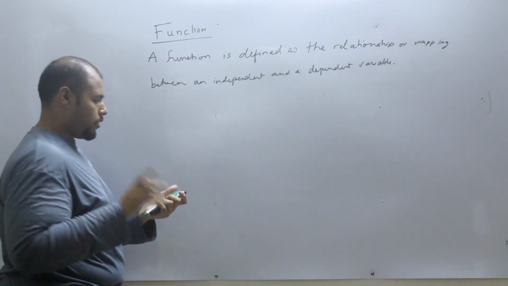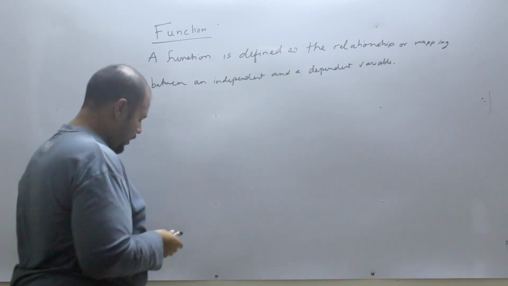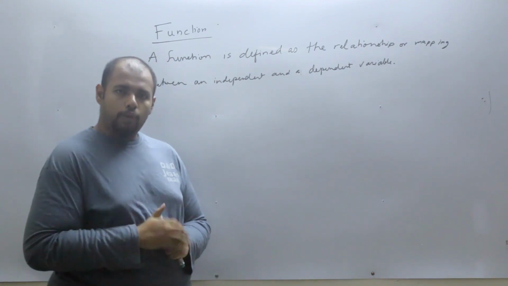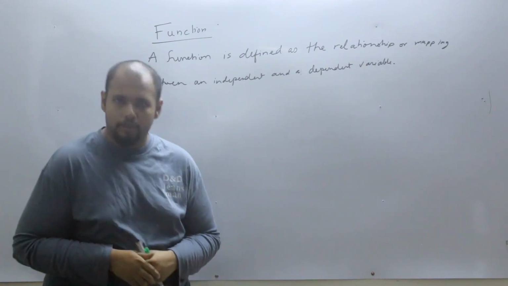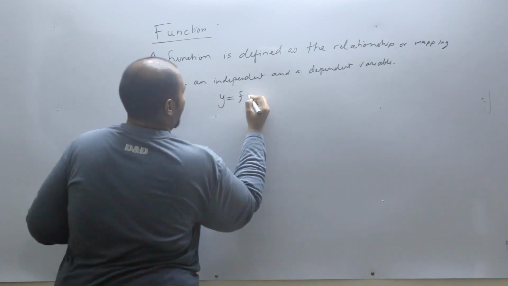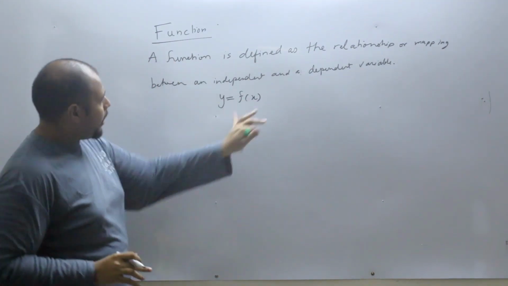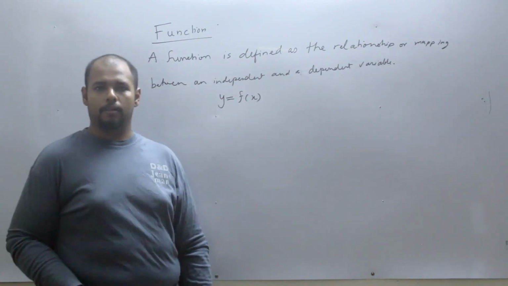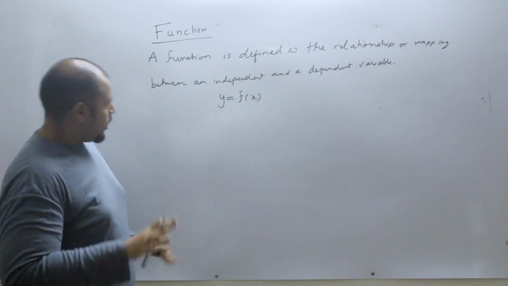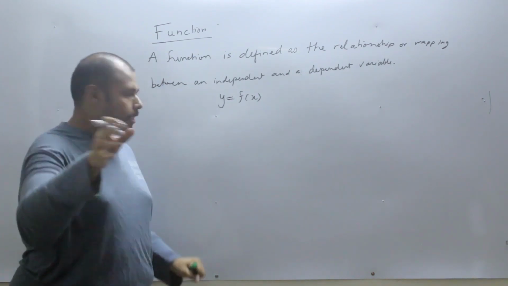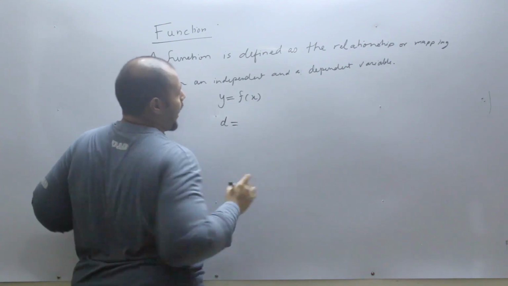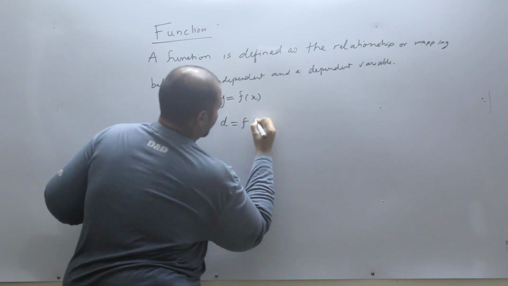Okay, so let me give you the notation of a function. Conventionally we regard x as our input and y as our output. So we can write y equals f of x. So x is the independent variable, y is the dependent variable. If you change the value of x, your value of y will also change. Similarly, in the distance and time example, if distance is d and time is t, then distance is a function of time.